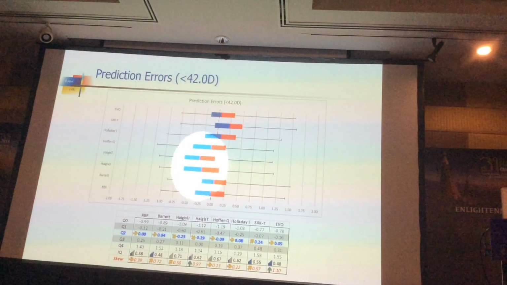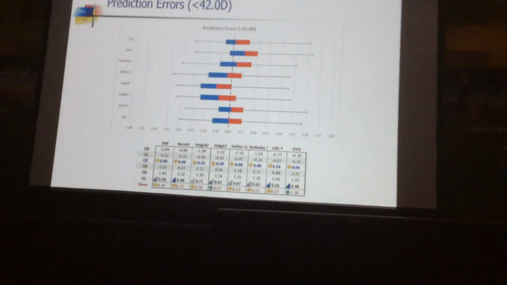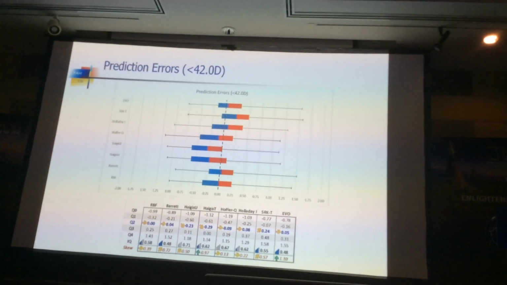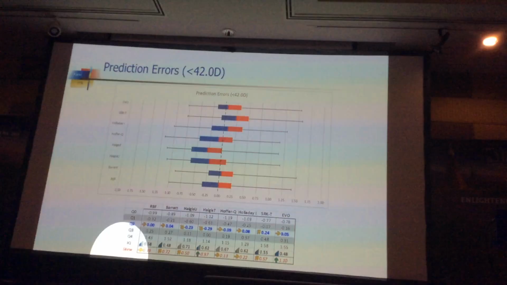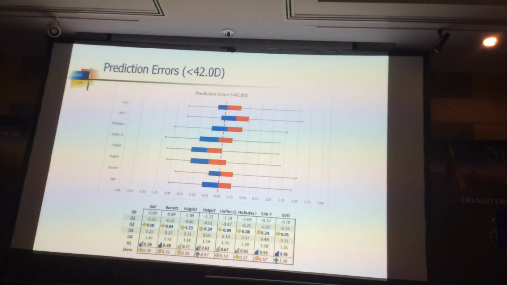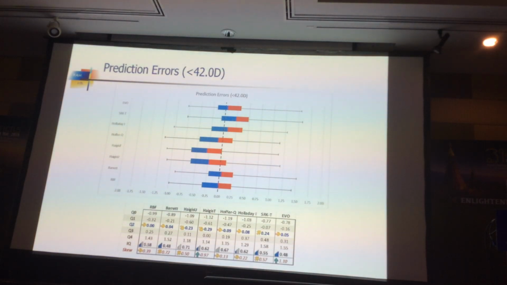For Haigis, this tends to overestimate, so the patient ends up in the negative territory. For the other formulas, they tend to underestimate, you end up in the positive territory. So there's a kind of a slant here. And this is for corneal K less than 42 diopters.